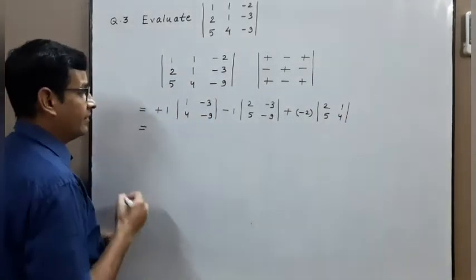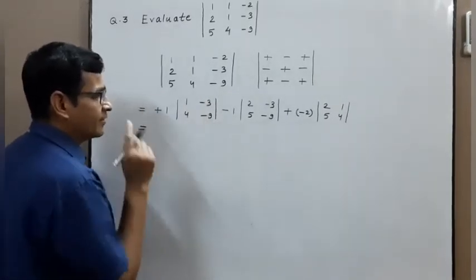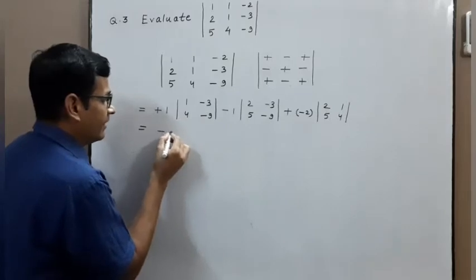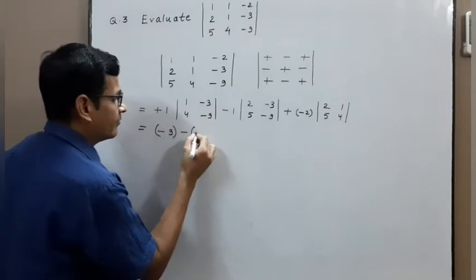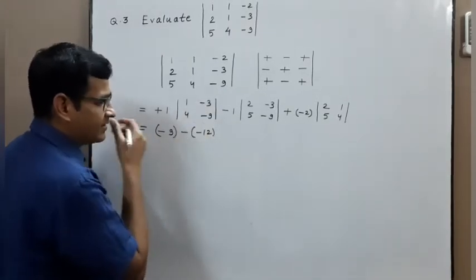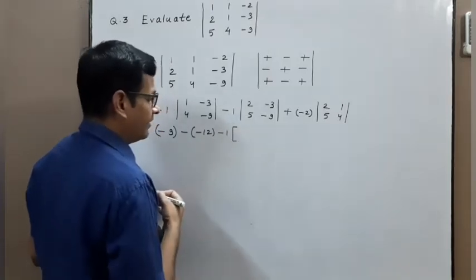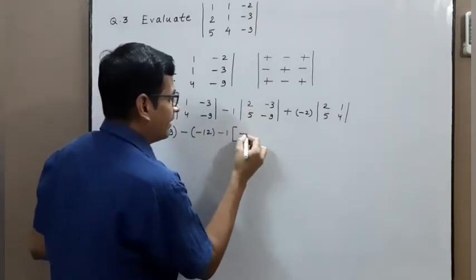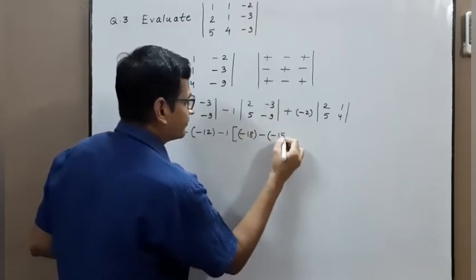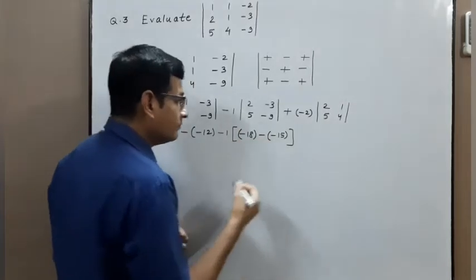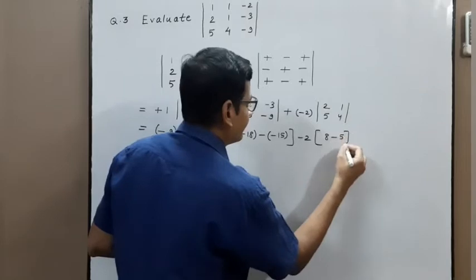Now simplify. How can you simplify 2 by 2 determinants? This into this minus this into this. This into this, minus 9, minus this into this, minus 12. 4 into minus 3, minus 12, minus 1 in bracket. This into this, minus 18, minus 5 3 is 15, minus 2 4 2 is 8 minus 5.